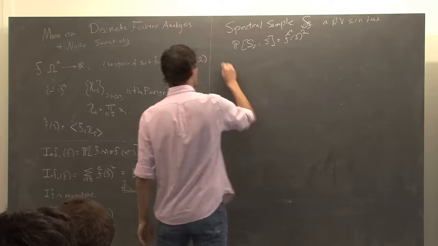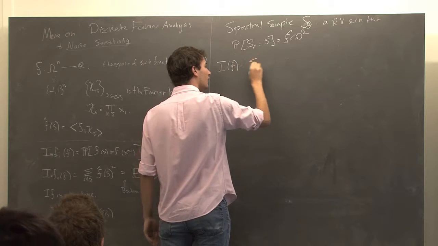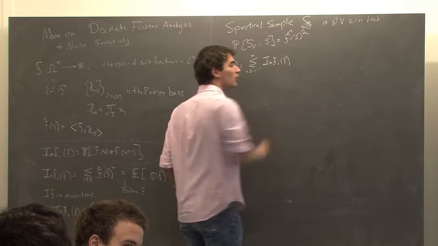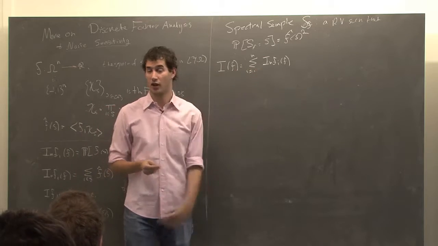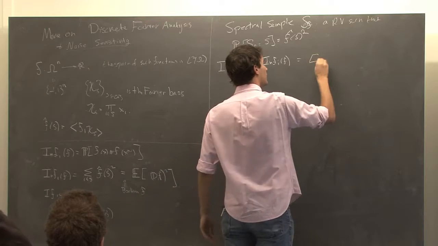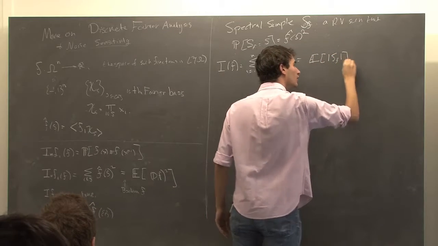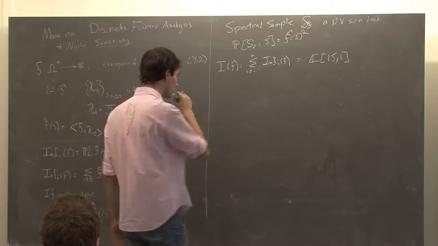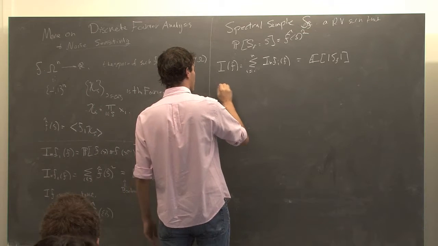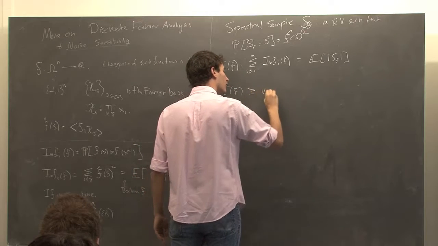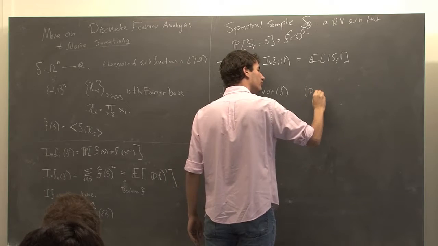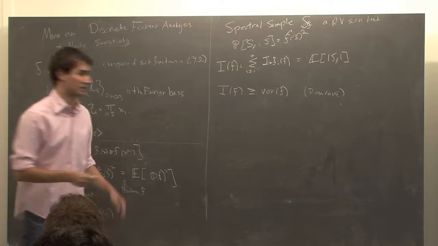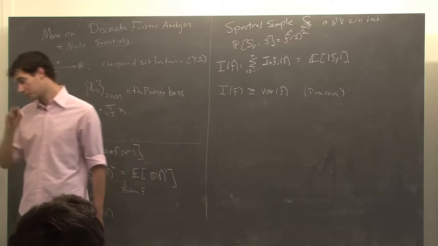So, in the definition, we found that the total influence, you can think of this as an L1 norm. If we just consider the vector of all the influences, this is exactly equal to the expected size of the spectral sample. I'm just throwing a bunch of the formulas we had last time on the board. And using this, we also proved the Poincaré inequality in discrete space, that the total influence is bounded from below by the variance.